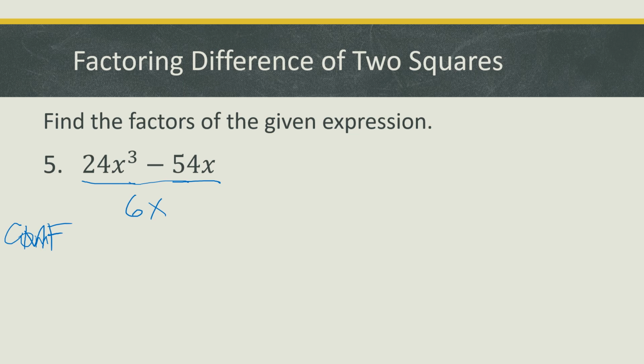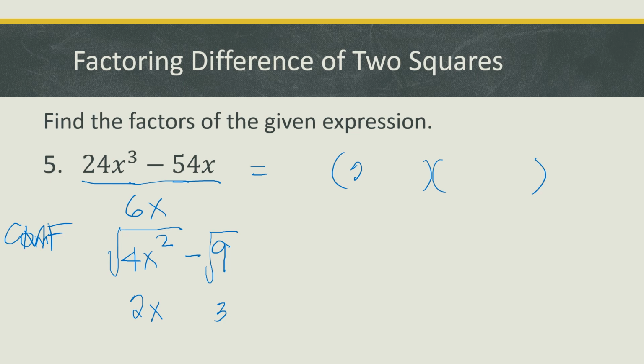If we divide it, that will give us 4x squared. And that is a perfect square. Next, 54x divided by 6x will give us 9. So we have here minus 9. Then 4x squared minus 9 is a difference of two squares. So we can now get the square root of the first term, which is 2x, and the square root of the second term, which is 3. So therefore, the factors of the difference of two squares are 2x plus 3 and 2x minus 3.